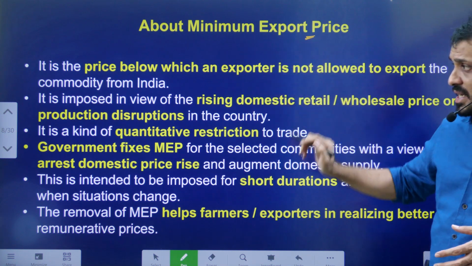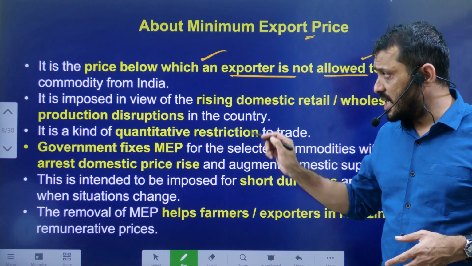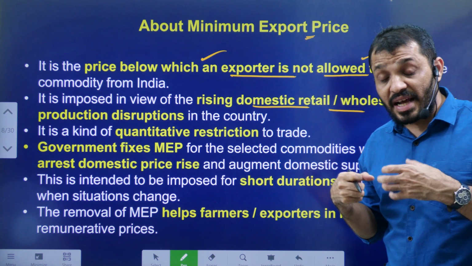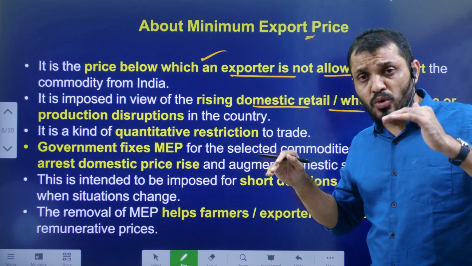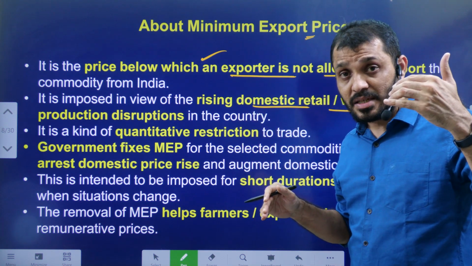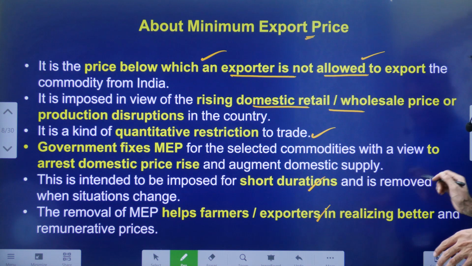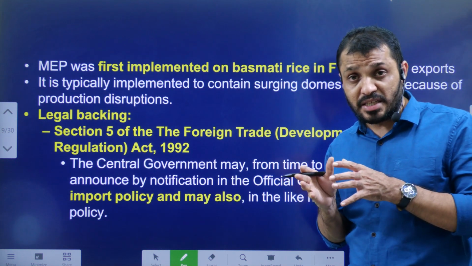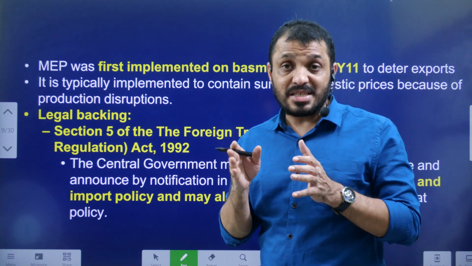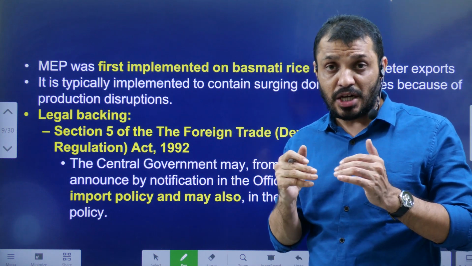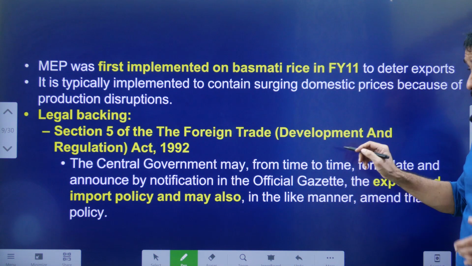Next, minimum export price. As I mentioned earlier, it is the price below which an exporter is not allowed to export. Generally, when there is a rising domestic demand for any particular good, then you will go for the minimum export price, so that the goods will not be exported in high quantities. That means those goods will be available to the people in that particular country. Generally, these minimum export prices will be in the very short term. Once the supply of the good is compensated, once the price is within reach, once the inflation is controlled, then again the minimum export price will be abolished for that particular good.